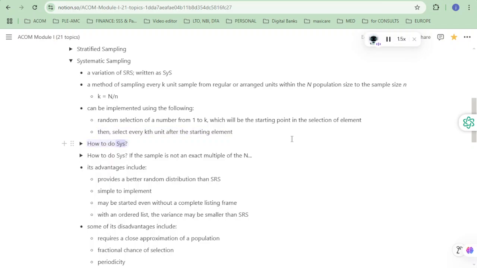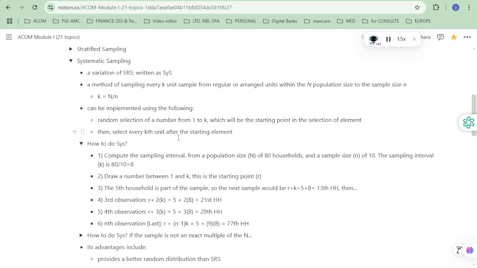How to do SYS. 1. Compute the sampling interval, from a population size, N, of 80 households, and a sample size, n, of 10. The sampling interval, k, is 80/10 equals 8. 2. Draw a number between 1 and k; this is the starting point, r. 3.